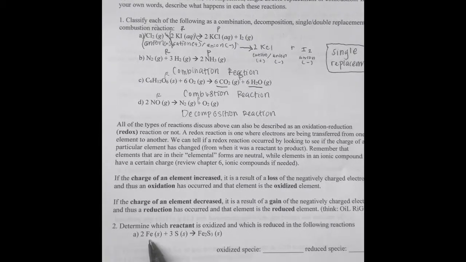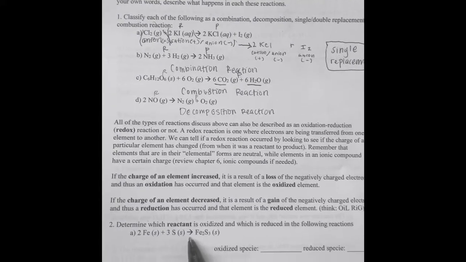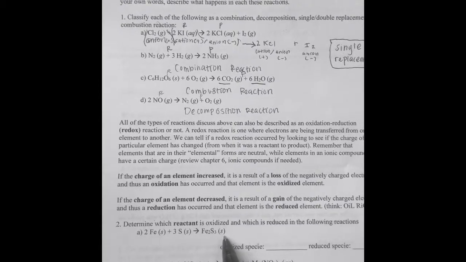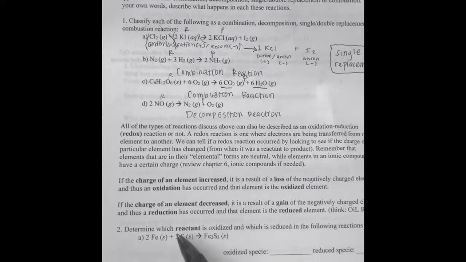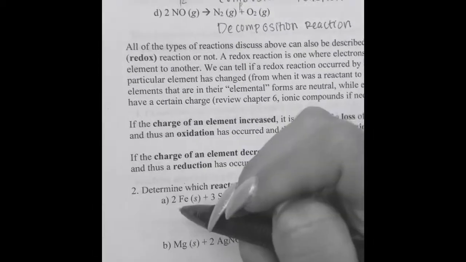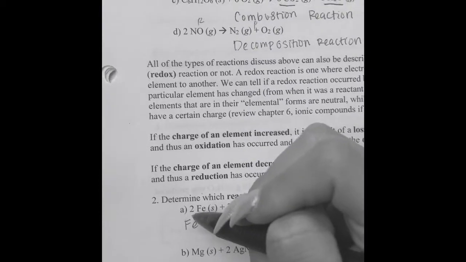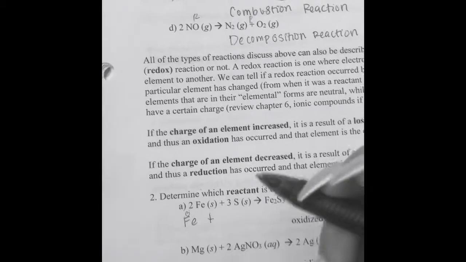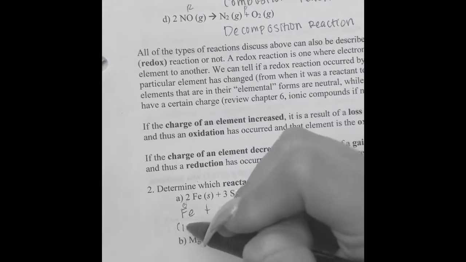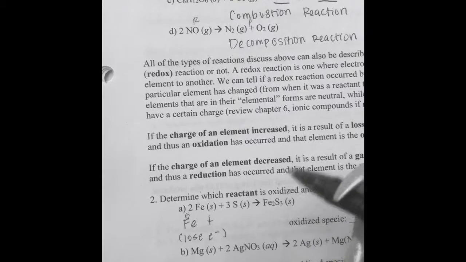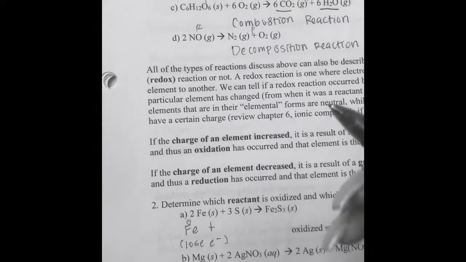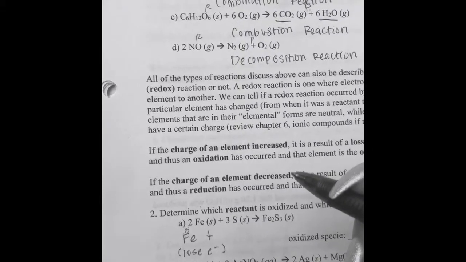So for 2A, we have 2 irons in solid form plus 3 sulfur in solid form equals Fe2S3, solid. As we see right here in 2A, it kind of looks like 1B, a combination reaction, so something we can go off of what we learned already. We're basically going to be saying that your iron, Fe, is going to lose electrons, because as we see on the periodic table, iron is going to be losing 3 electrons, so it's going to be a 3+. And since it's a 3+, it is losing electrons because it doesn't need them.